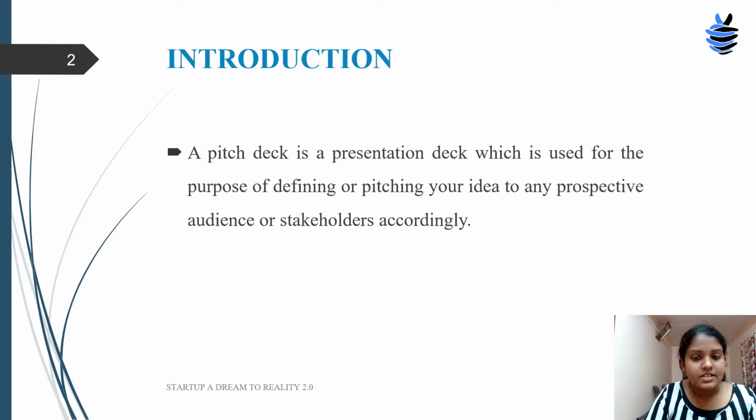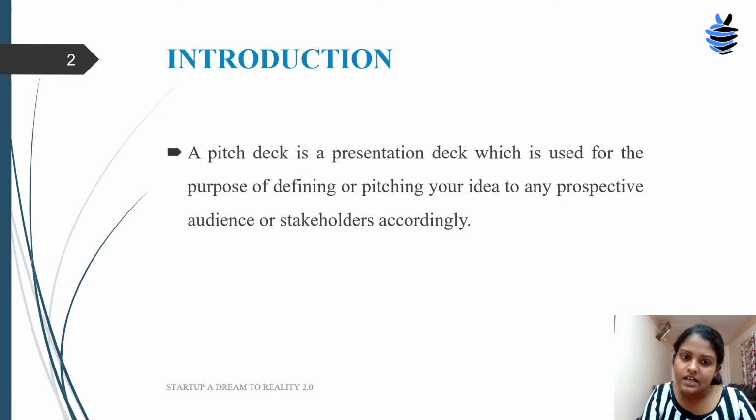So a pitch deck is a presentation deck which is used for the purpose of defining or pitching your idea to any prospective audience or stakeholders. These stakeholders can be the shareholders, the investors, the prospective investors who can invest in your company, and so on. Therefore, it is really important to have a very good pitch deck or a business plan.